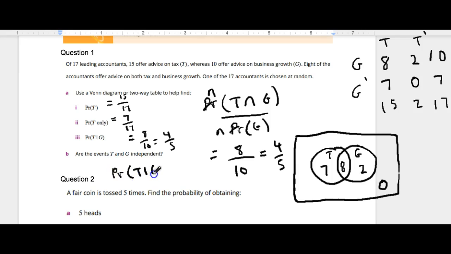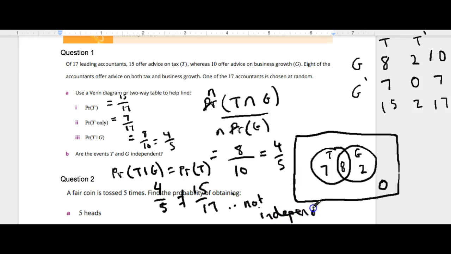So this time we're using T and G. The probability of T given G, not the probability of T and G, is compared with the probability of T. We worked out the probability of T given G is 4 over 5, and the probability of T is 15 over 17. They're not equal, so they're not independent. If they were equal, then they would be independent.